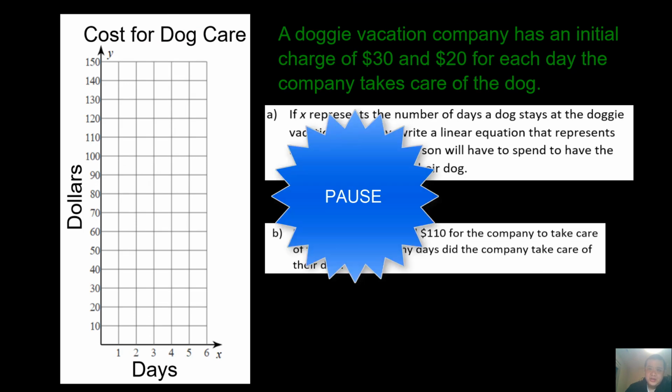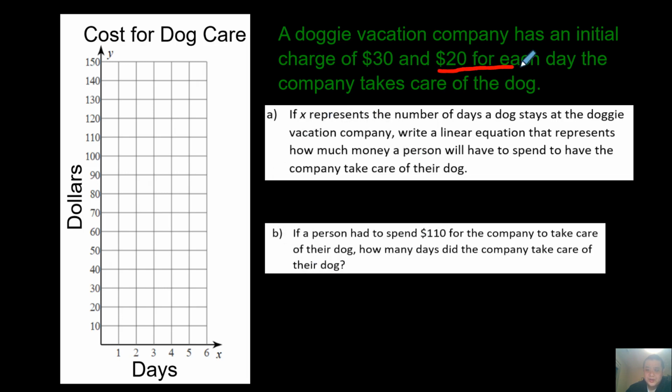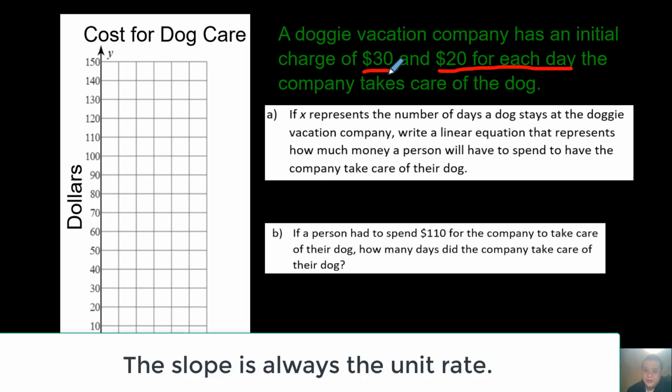So the unit rate is the $20 for each day. That's going to be our slope, and the initial fee is $30, and so that is going to be our y-intercept. So we have an equation of y equals our unit rate, which is $20 a day, plus the initial fee of $30.